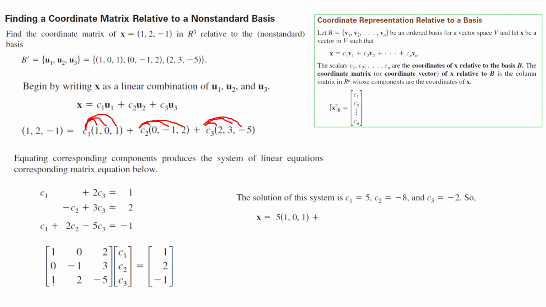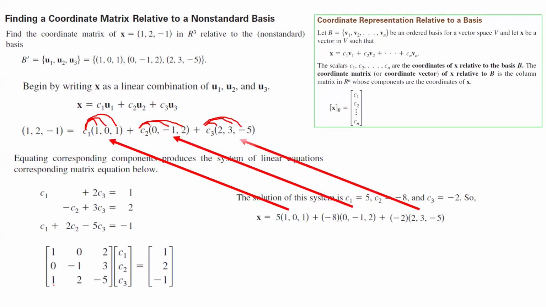So x is equal to 5 times (1, 0, 1), plus -8 times (0, -1, 2), plus -2 times (2, 3, -5). So if I ask you to write down the coordinate matrix of x relative to B prime, it is going to be 5, -8, and -2.